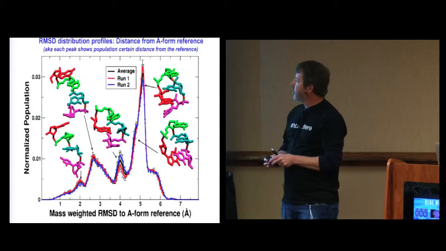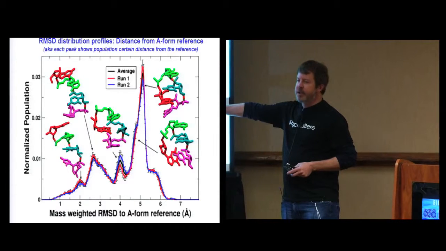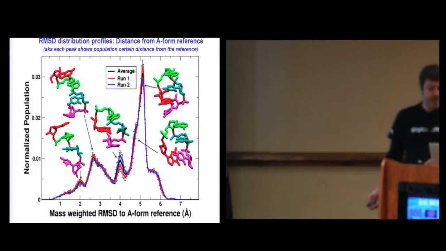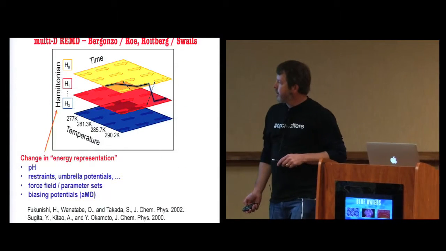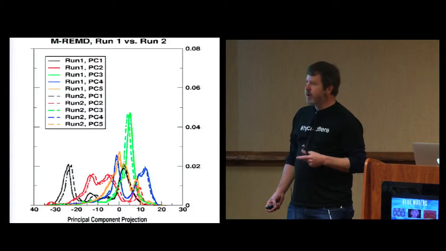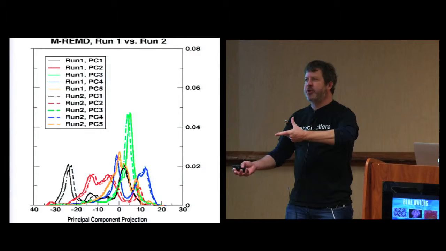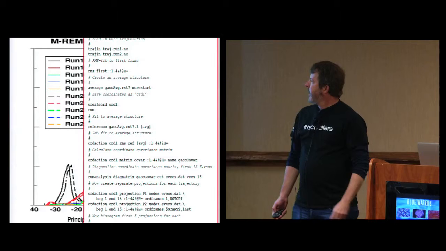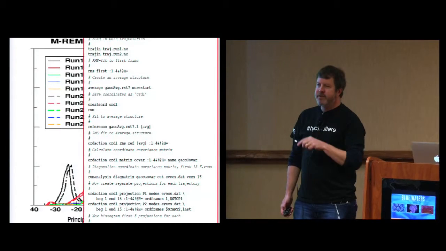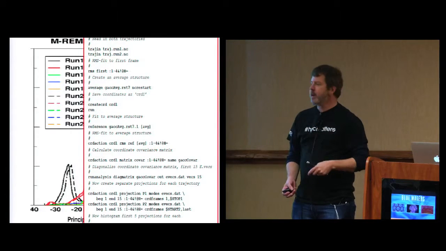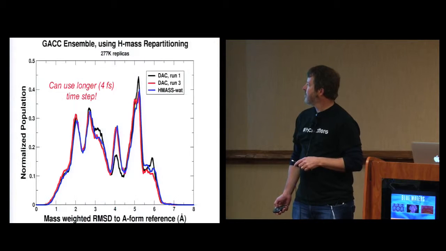But we can show that 2 independent runs, with very different initial conditions, give exactly the same results, which is nice. With multidimensional replica-exchange, we can do it even faster. And this is just showing overlap of principal component runs. So we can show that not only is the structural distribution right, but the modes of motion sampled are the same between independent runs. And what we do now in all our papers is we have scripts that enable you to do the analysis we do in our papers, so you can actually get our programs and figure out how to do it without reading the manual, if you want to do that.